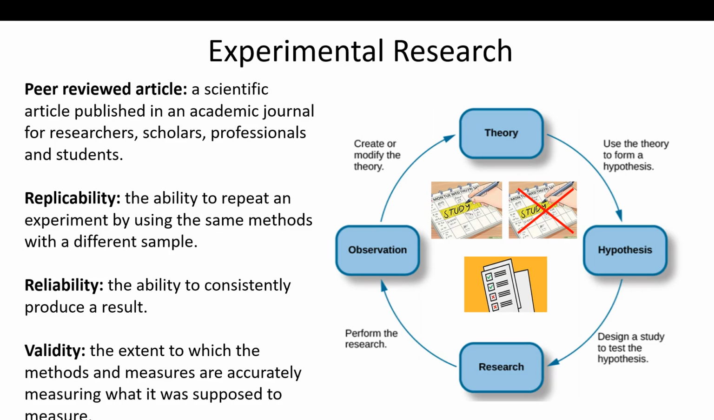A peer reviewer reviewing our experiment will want to make sure there is the ability to produce the same results if the study was conducted again. And then they would want to see how valid our study was by determining if putting people in separate rooms to study or not accurately reflected their performance on the test. So they would assess how replicable it would be, how reliable it would be, and the validity of our study.